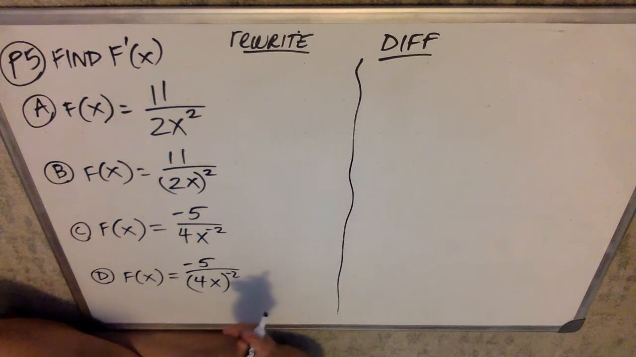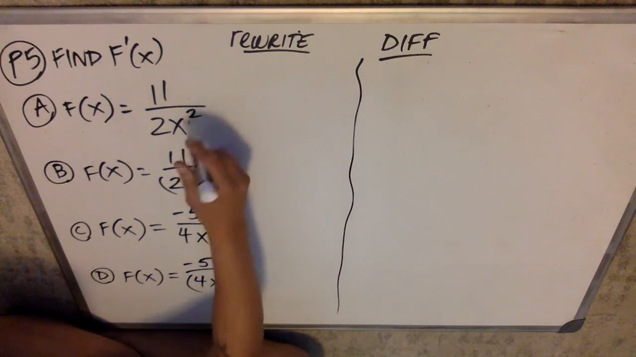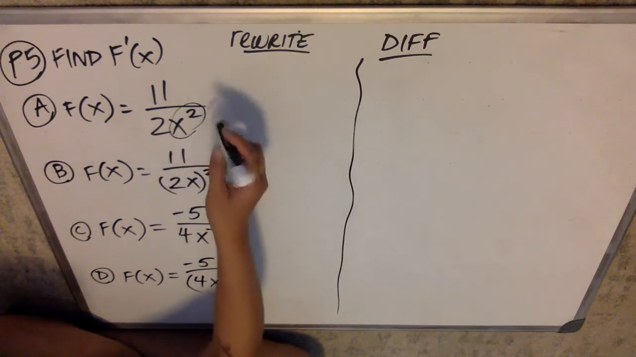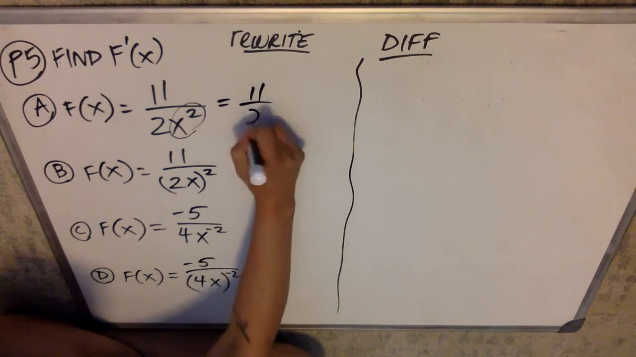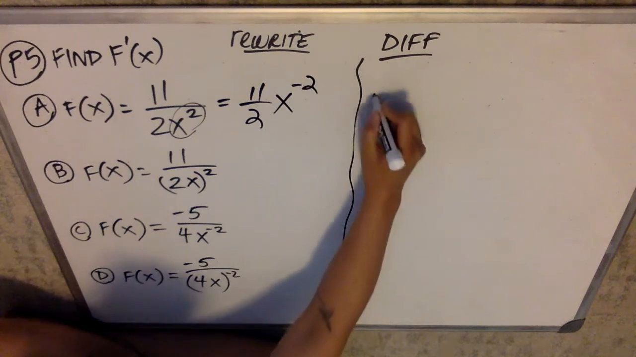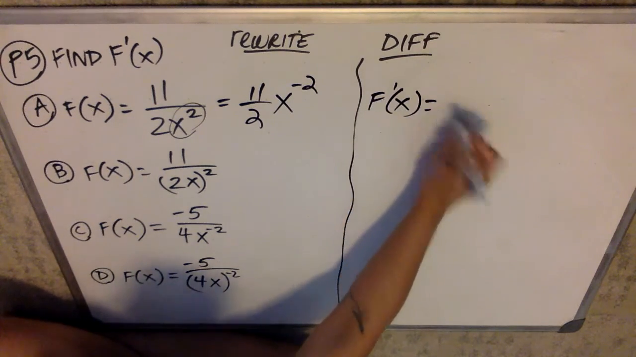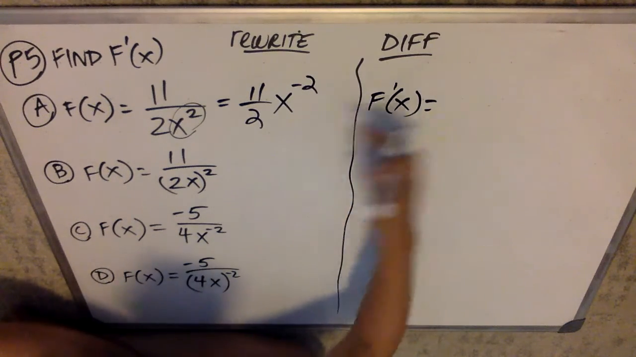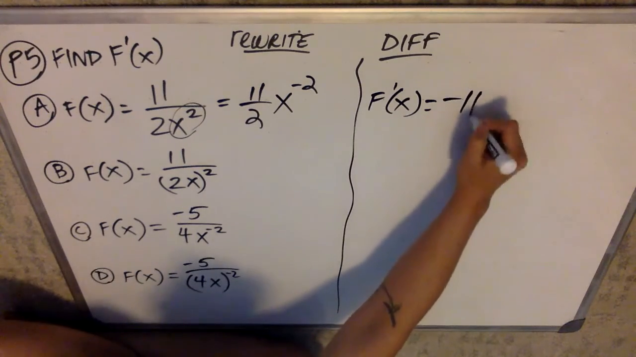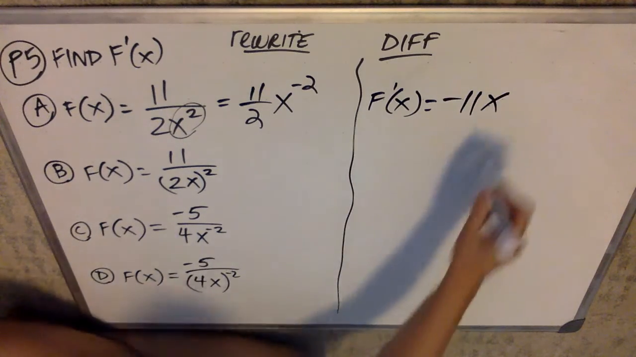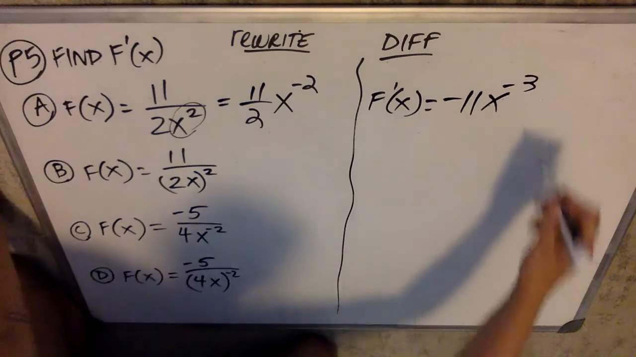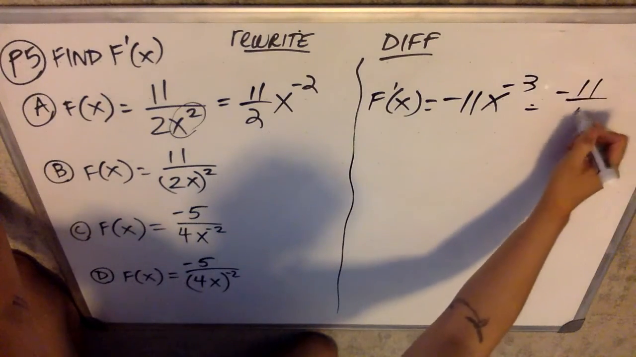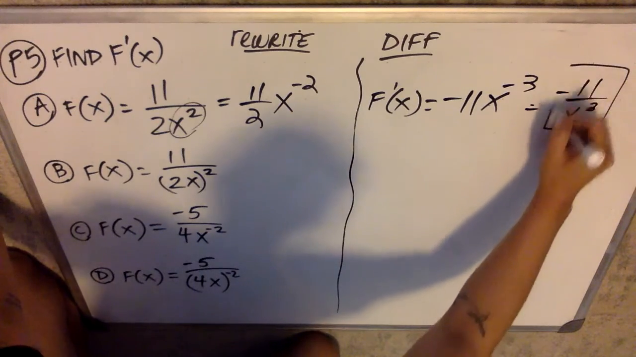So, cool. In this one, notice that the squared is only on the x, right? So if I flip this up, it's going to be an 11 halves x to the negative second, which means that my f prime of x, I'm going to drop that negative 2 down in front. I'm going to get a negative 22 halves, but that's just a negative 11 x to the negative third, right? And so I'm going to go ahead and make this a negative 11 over x cubed.